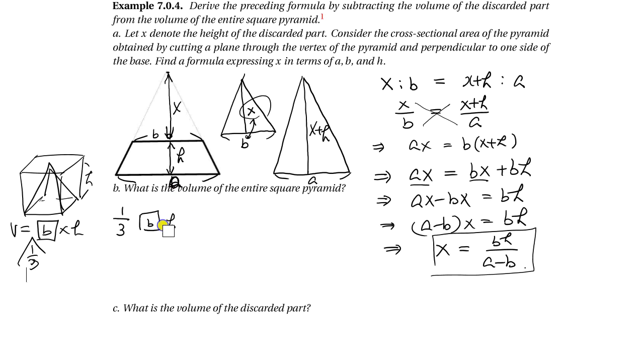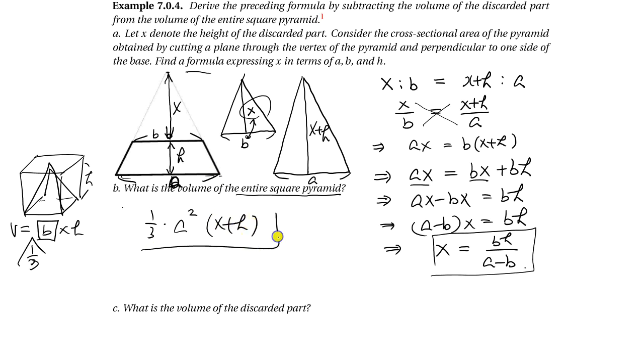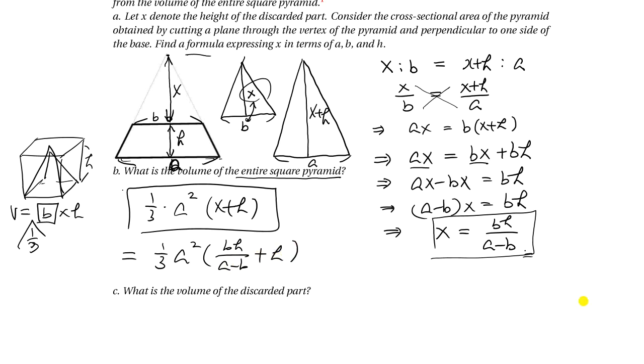So by that method, the volume of the entire square pyramid, including the removed part altogether, must be 1/3 times the base, which is the square of a, right? And the height for that is entirely x plus h. But we know what x is, so the volume for the entire pyramid should be 1/3 a squared times bh over a minus b plus h.